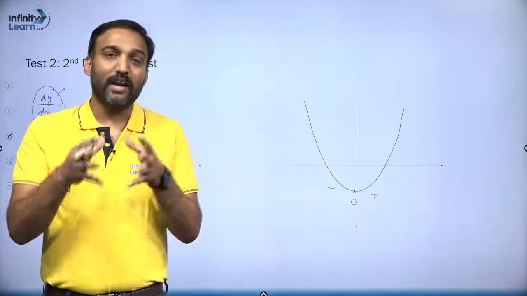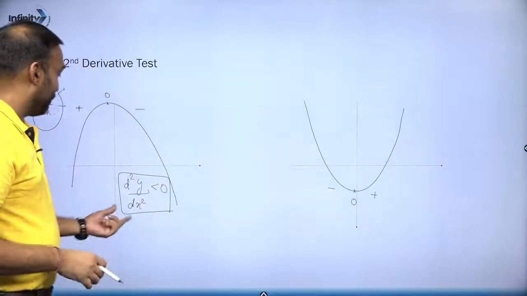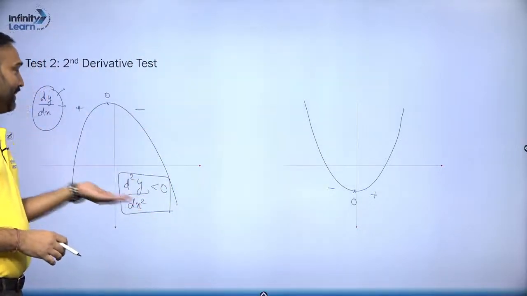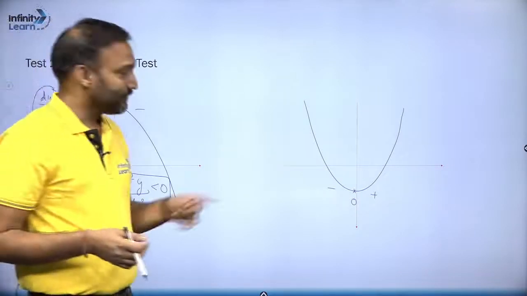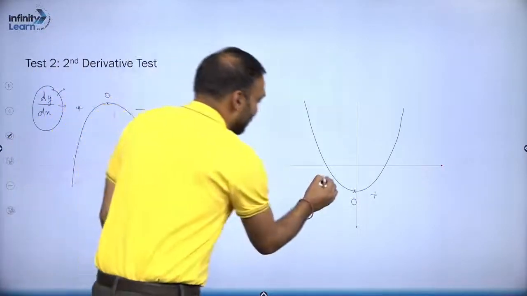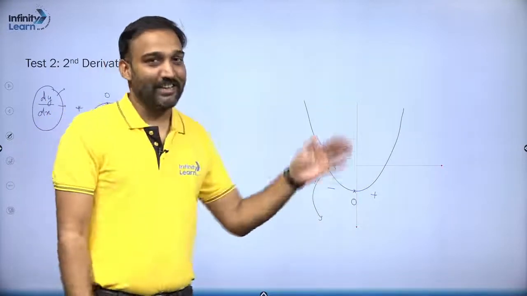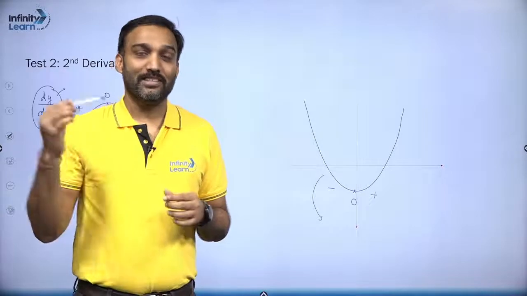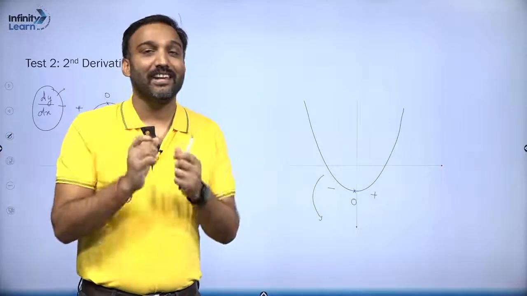At those points, try to find out d2y by dx square. If it is positive, right? Sorry, if it is negative, then I can say it is a maxima. And if it is positive, then over here, if you see, dy by dx is changing its sign from minus to positive. So the value is negative, it becomes 0, it becomes positive. Hence, it is called an increasing function.